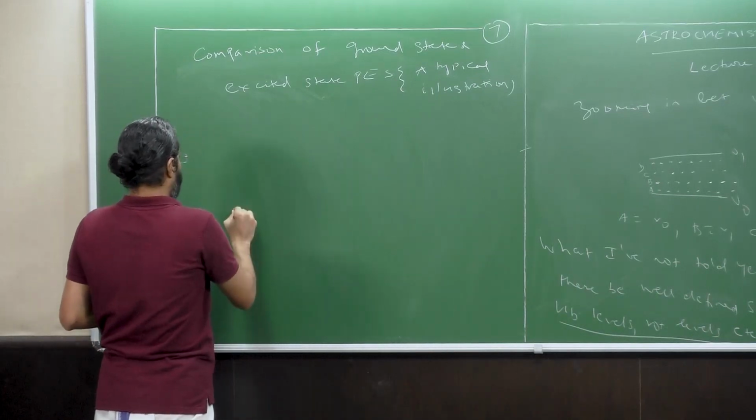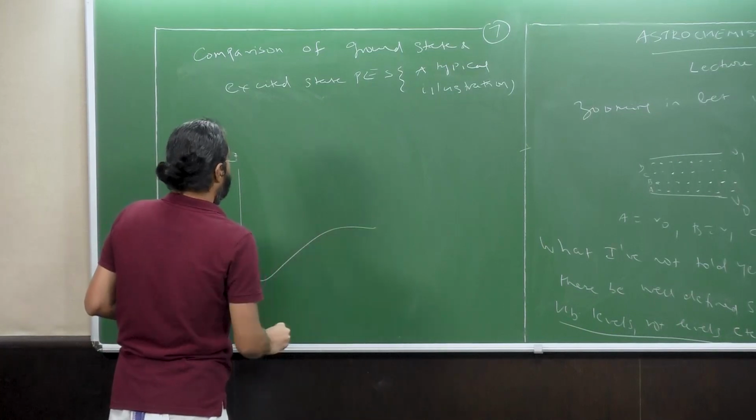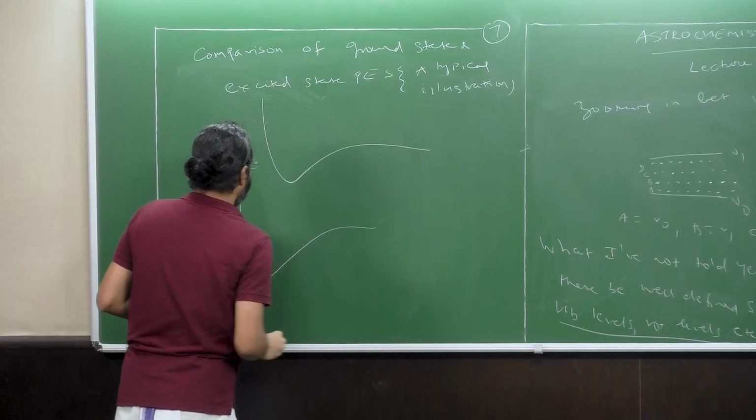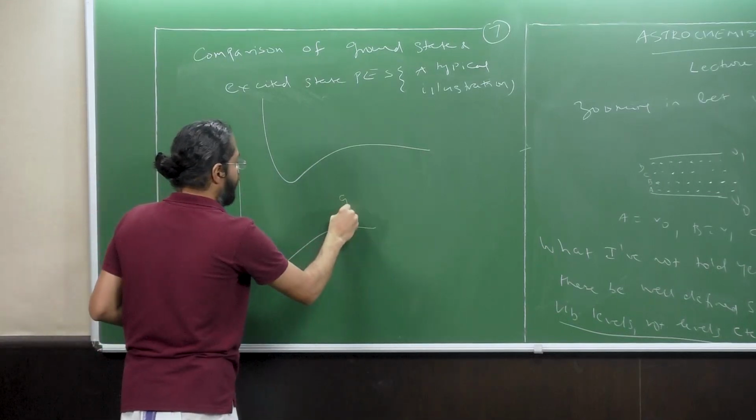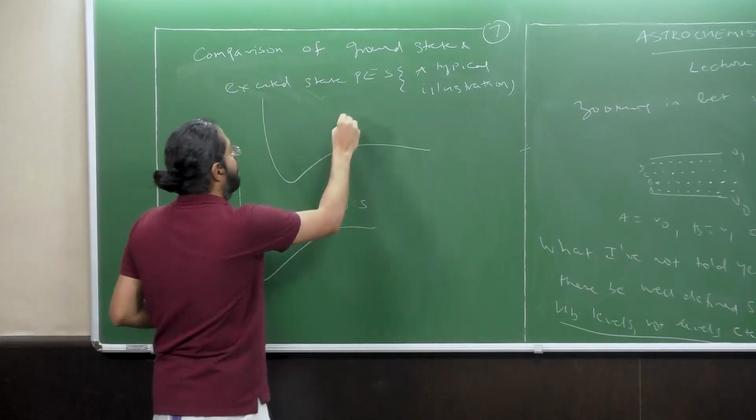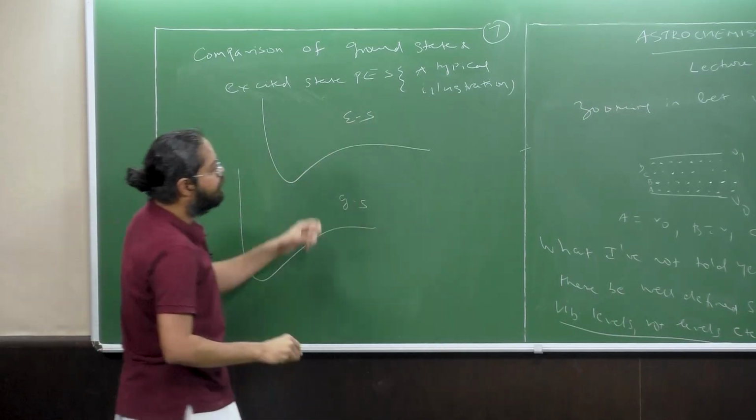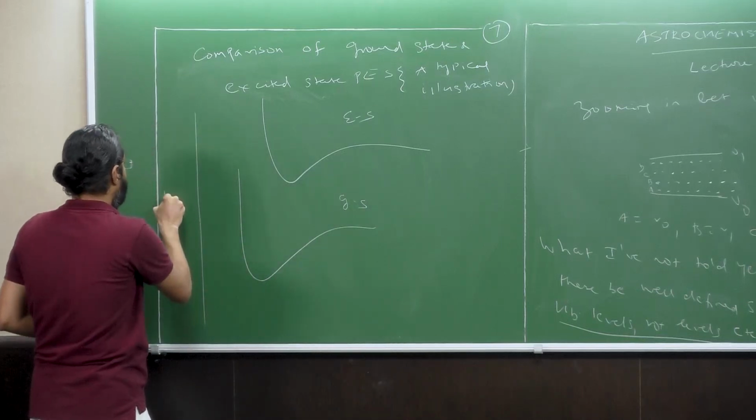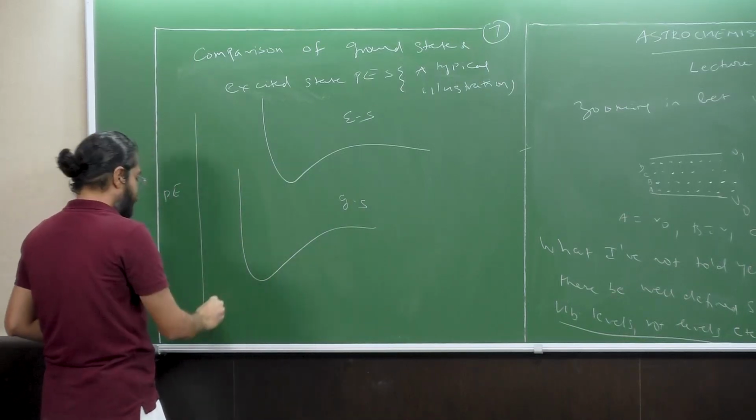So the shape is going to be something like this. Okay, notice this. Let's say that this is the ground state and this is the excited state. Ground state labeled with GS and excited state labeled with ES. Now this is my P. Having drawn this, now I can draw the axis.